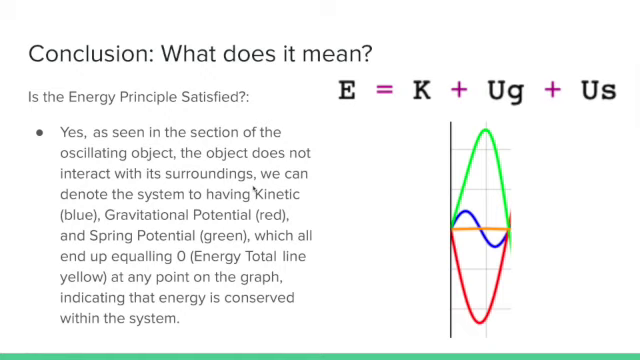For the what does it mean statements, is the energy principle satisfied? I would say yes. As seen in the section of the oscillating spring in the graph, we can see that the interaction with the surroundings, as it is a closed system, so we can note that the kinetic energy, gravitational potential, and spring potential all end up equaling 0 for the entirety of it, as that is represented by the orange line and stays 0 the entire time.